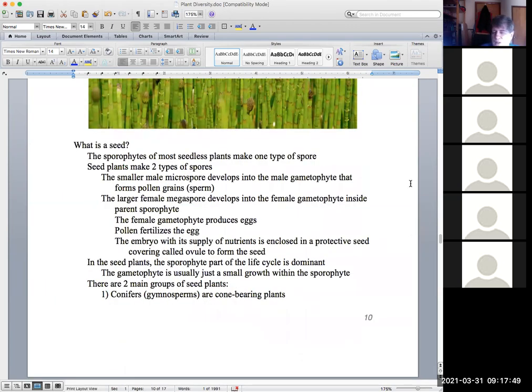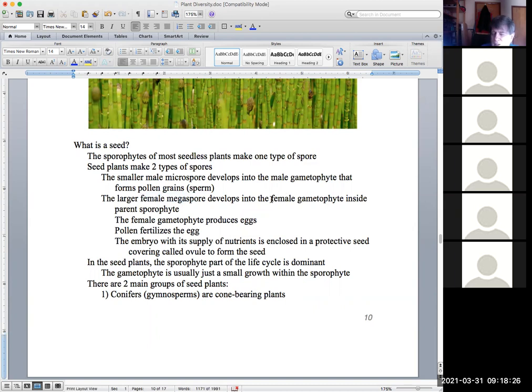So we need to think about what's a seed. Most of the seedless plants only make one type of spore when they reproduce. When we look at seed plants, they make two types of spores. One of the spores is bigger, and this is called the female, and since it's bigger, it's a megaspore. Remember, we've said on several occasions, it's an advantage for female reproductive organs to be larger. They can produce larger, healthier seeds.